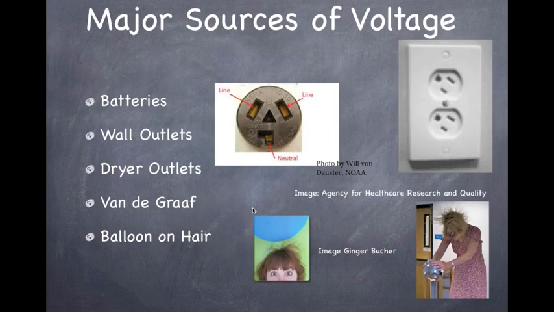So the major sources of voltage that we have are batteries, which we've already talked about. We have wall outlets. We also have the dryer outlet, which is a little bit different. We have even holding your hands on a Van de Graaff generator or rubbing your balloon on your head, all of which create voltage because you have objects that are charged, and those charged objects have energy. So because of that, they have voltage. Now, some sources of voltage are obviously going to be more important than others.